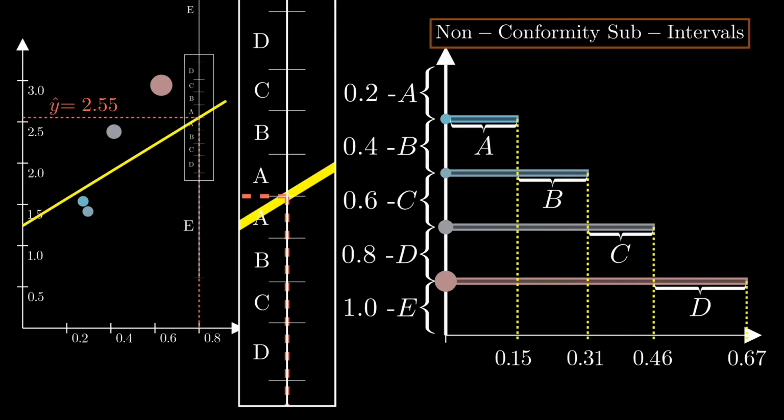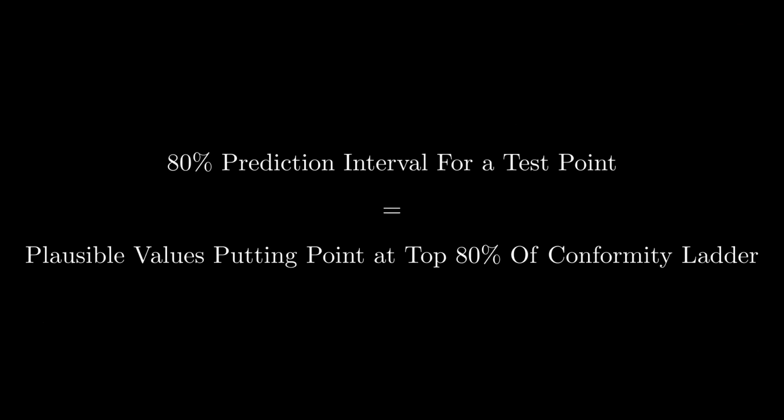The y value subintervals A, B, C, and D concatenated together correspond to the top 80% of the conformity ladder. This is why collecting all plausible values that put the test point at the top 80% of the conformity ladder, that is the top 4 non-conformity subintervals, gives the 80% prediction interval.